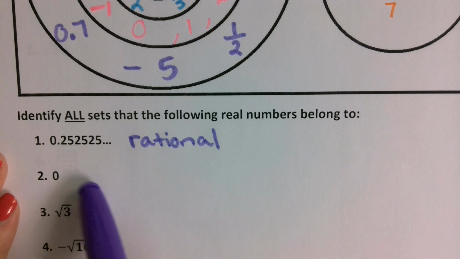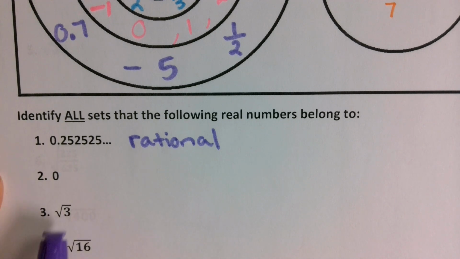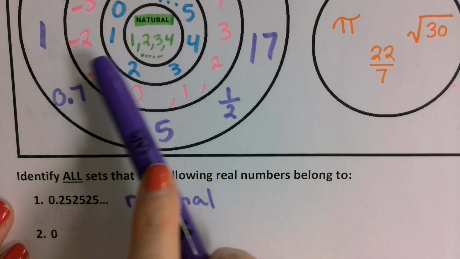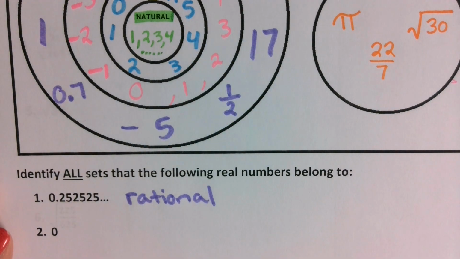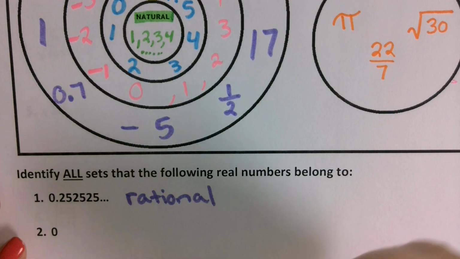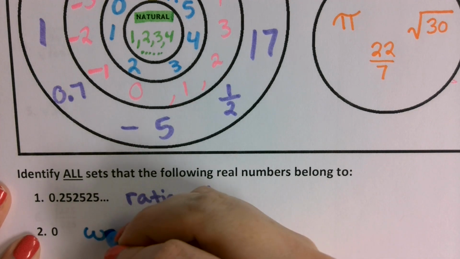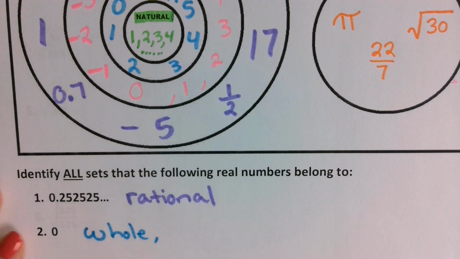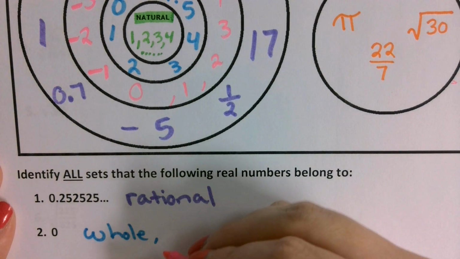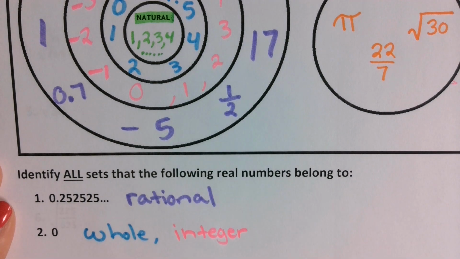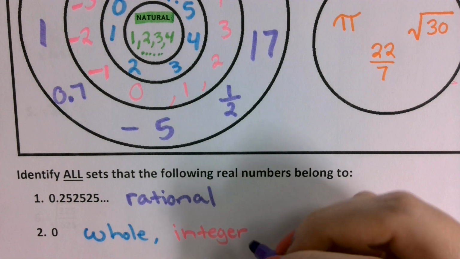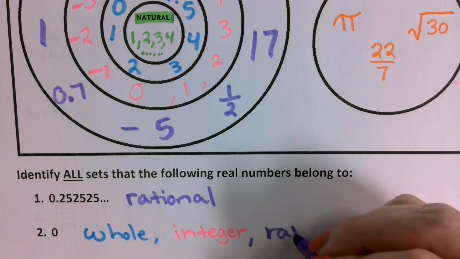Okay, for problem number 2. Problem number 2, the value 0. Again, we're going to start with natural numbers. Is 0 a natural number? No. What about a whole number? Yes, right? 0 falls in the whole number category, so I'm going to go ahead and write that down. This is a whole number. And since it's a whole number, what else does it make it? An integer. Very good. And rational. Good. It makes it an integer and it makes it rational. So it has all those categories that it's going to belong to.